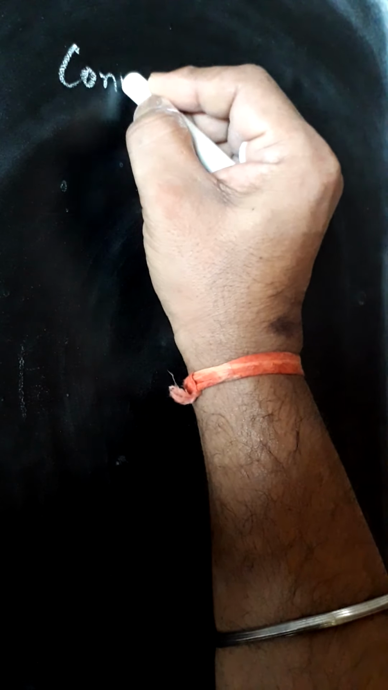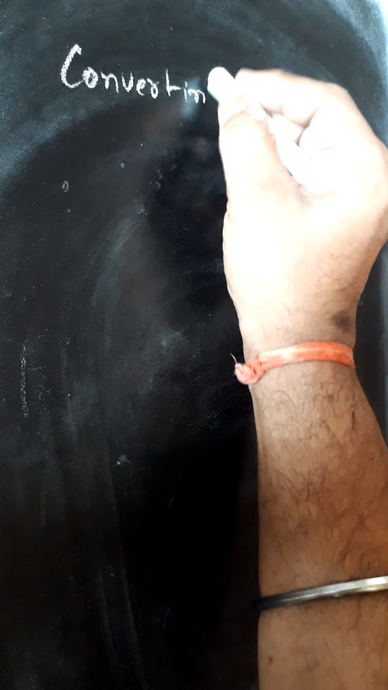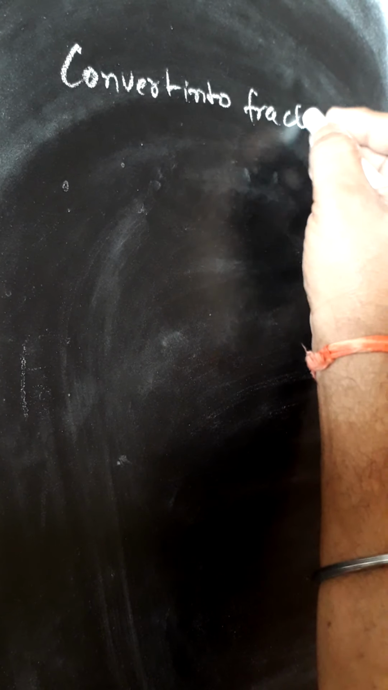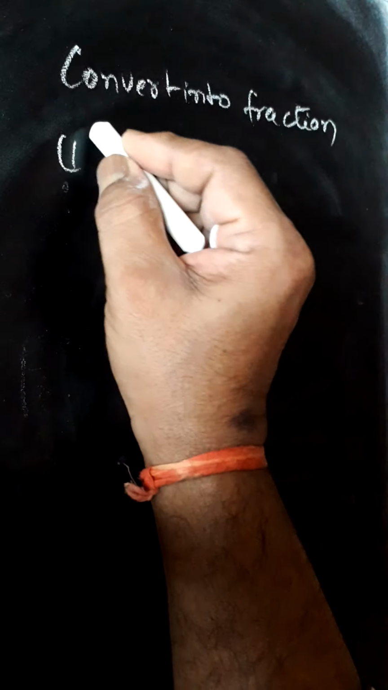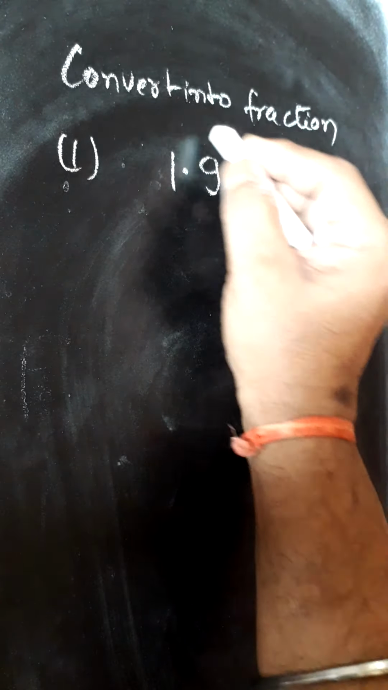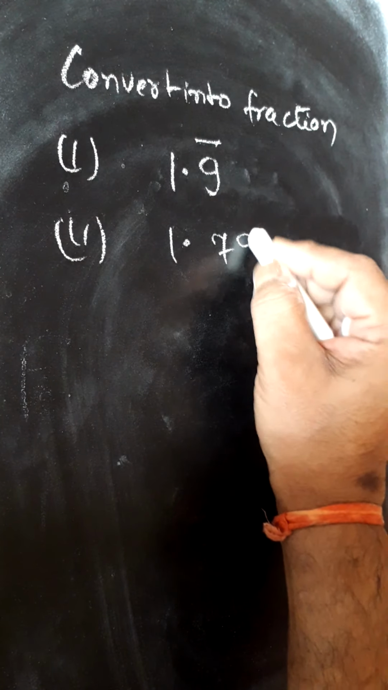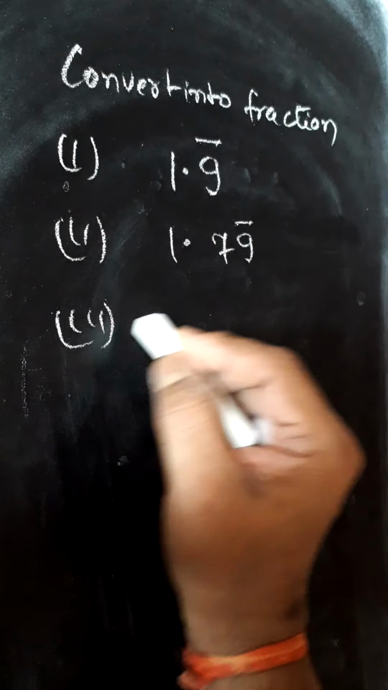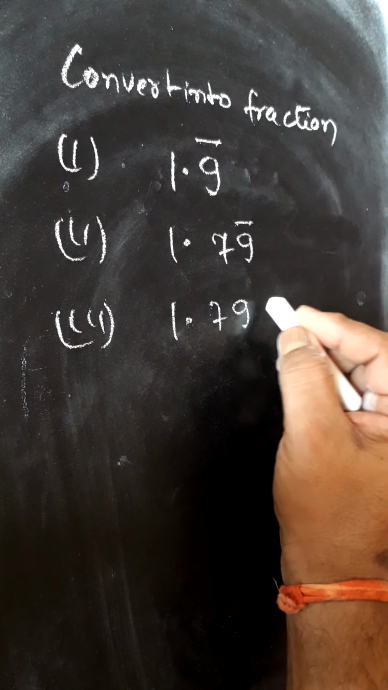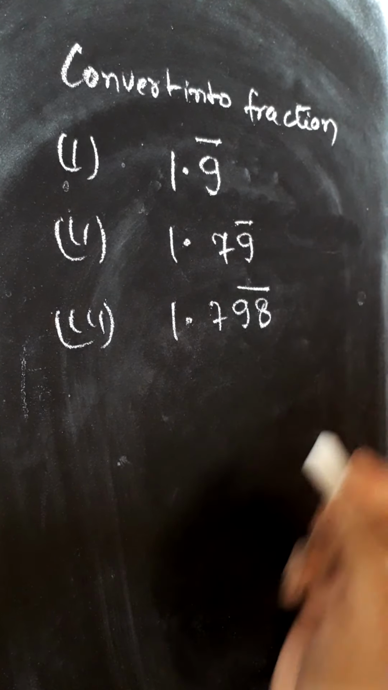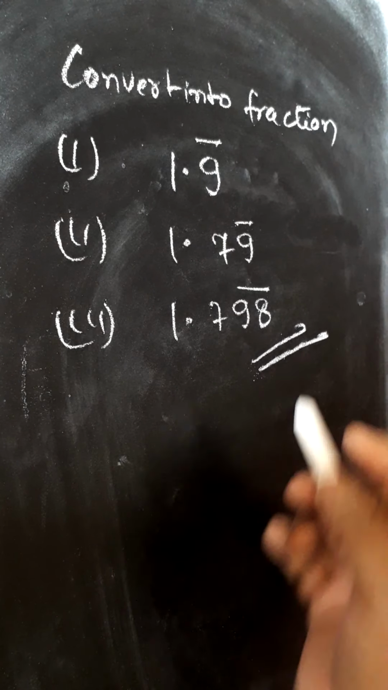Convert into fraction. First, 1.9. Second, 1.79. Third, 1.798. These three numbers.